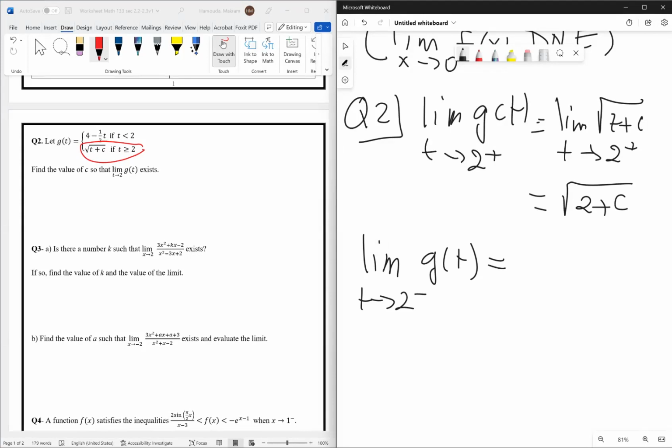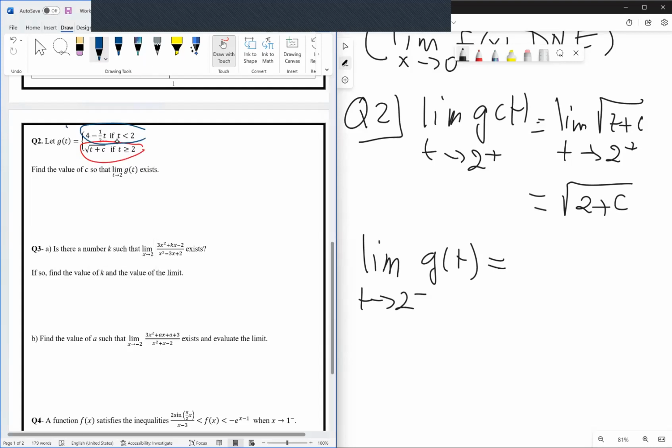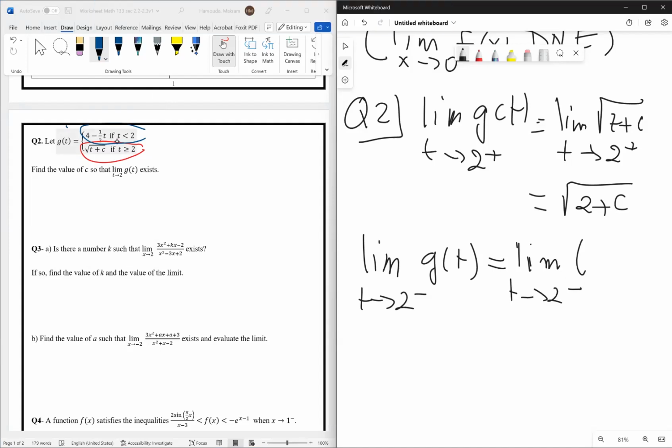Okay, for 2 minus, I will use the expression number 1. Okay, here, I will use this one. So it is equal to limit t approaches 2 minus of 4 minus 1 over 2t. Then substitute t by 2. So 4 minus 1, that means 3.